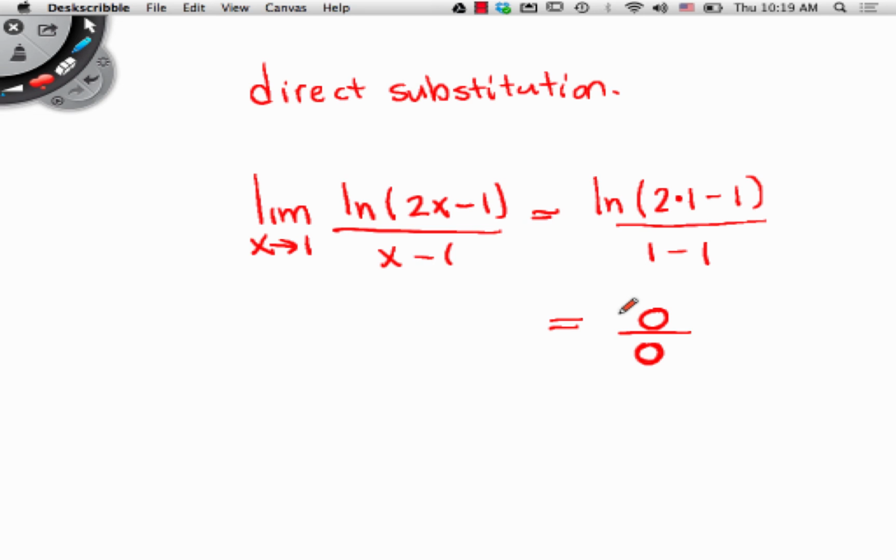An indeterminate, but that doesn't mean the limit doesn't exist. So now you have to approach it from the left and the right to see if it's approaching the same thing. You have to graph it, or you're going to have to use the calculator, the tables. Okay? That gets us started off.